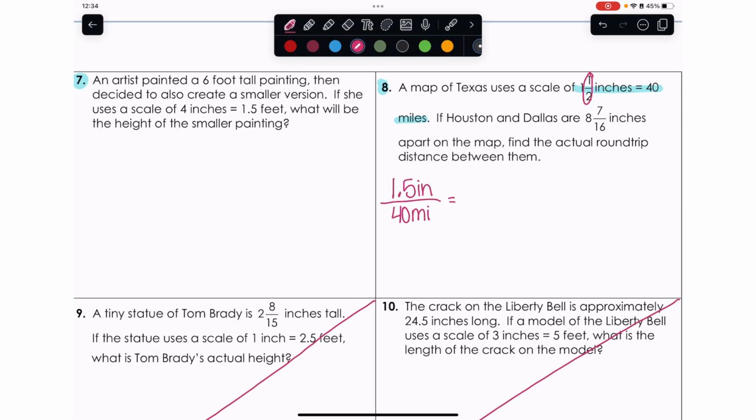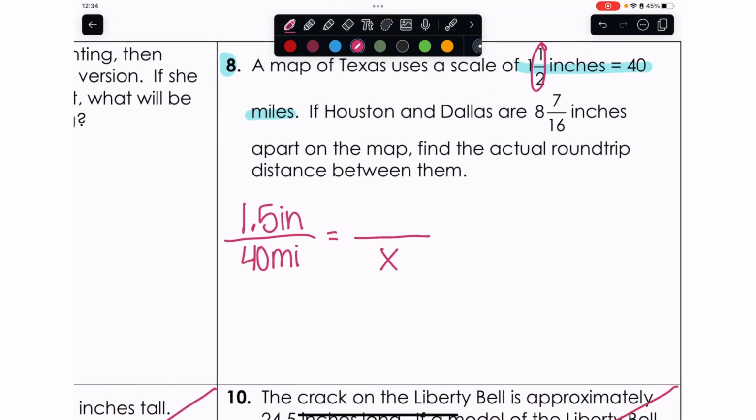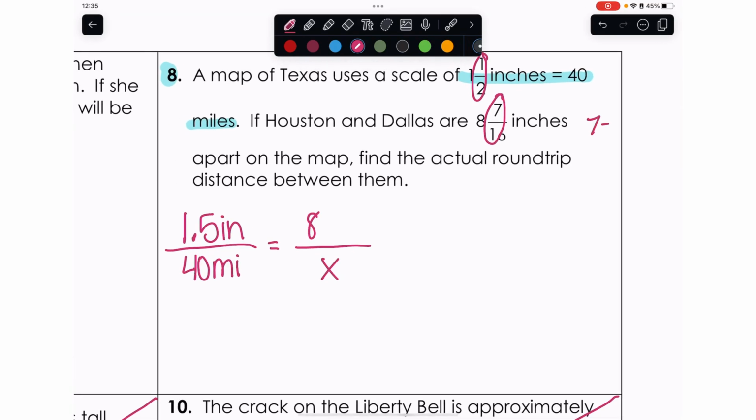It tells me Houston and Dallas are 8 and 7/16 inches apart on the map. We want to find the actual round trip distance between them. So I know the model distance. I'm trying to find the actual distance. So because I'm trying to find the actual, I can put the X on the bottom. That's where the actual goes. The 8 and 7/16 is going to go on the top. 7/16 is a weird fraction. I don't even know that off the top of my head. So I would type that in. 7 divided by 16, and we'll see what that decimal is.